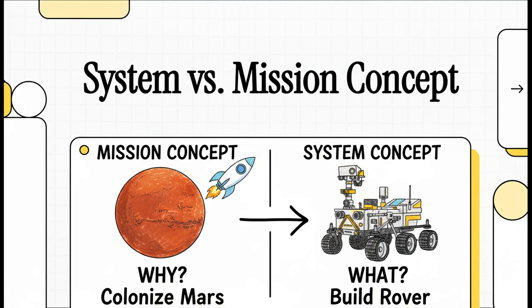You know, in any big project, one tiny misunderstanding right at the beginning can lead to a huge, expensive failure down the line. So today, we're going to talk about the two key ideas that help you avoid that exact problem: the mission concept and the system concept. Let's really break them down.